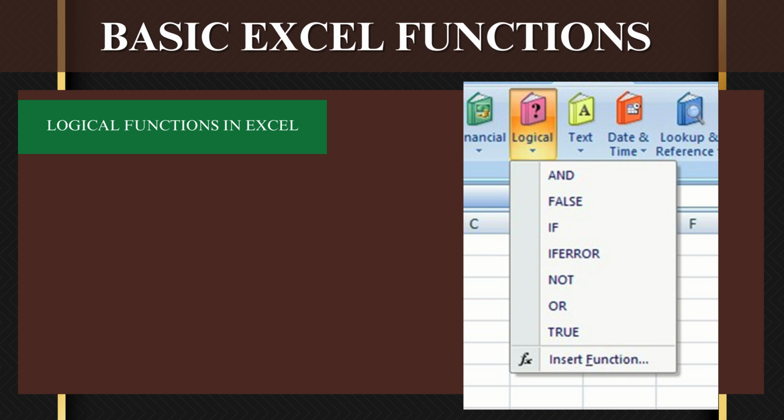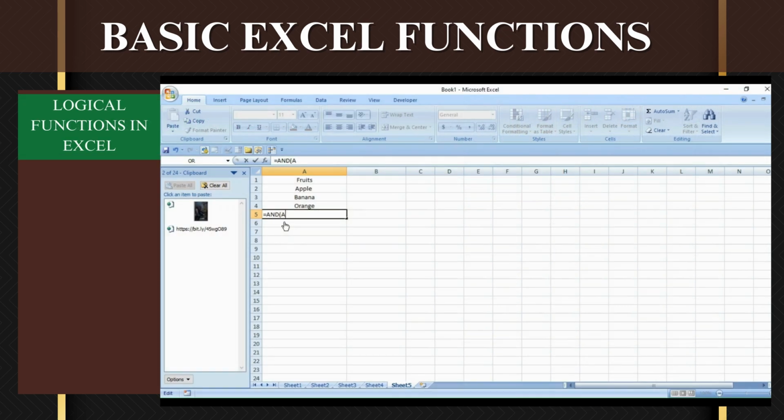Logical functions in spreadsheets like Excel or Google Sheets are used to evaluate conditions and perform actions based on the results. Let's discuss one by one. First we will start with AND. The syntax of AND is equal to AND, and in bracket we write condition 1, condition 2. It returns true if all the conditions specified are true. If any of the conditions are false, the entire AND function returns false. It is useful when we want to check if multiple criteria are met simultaneously.